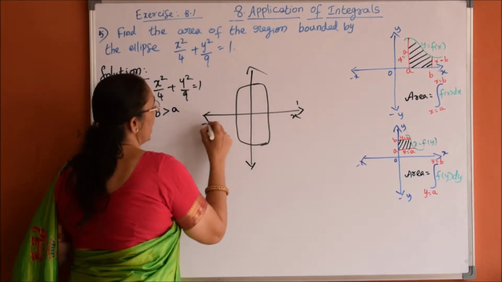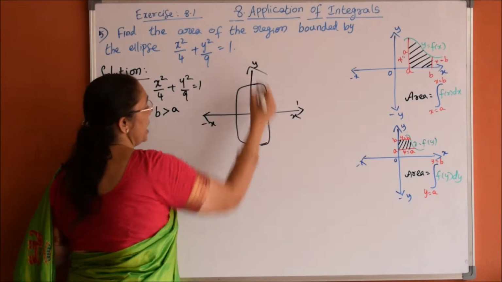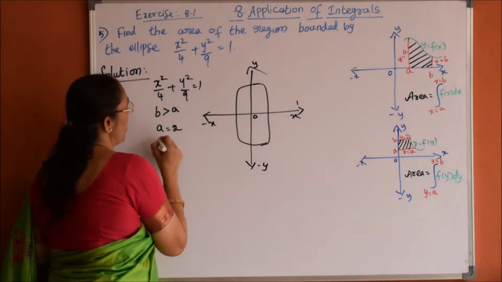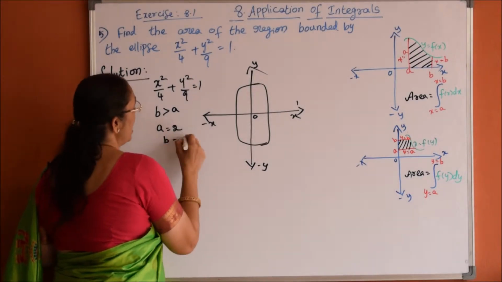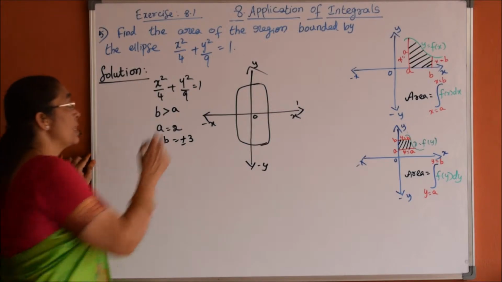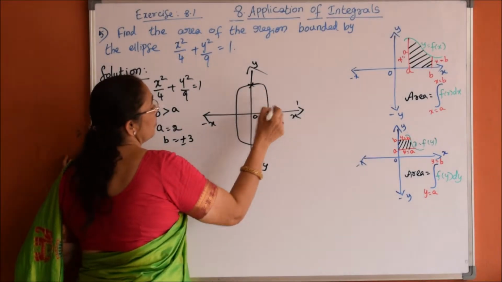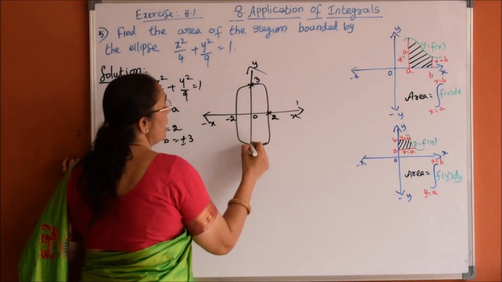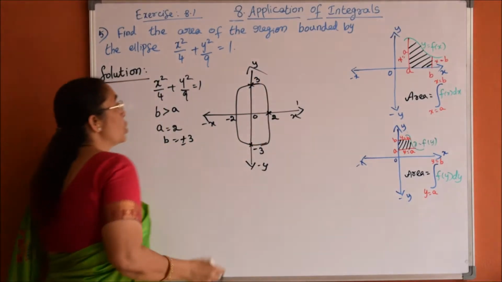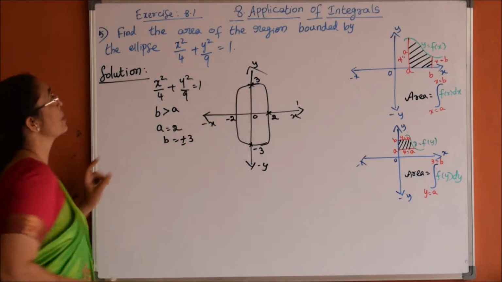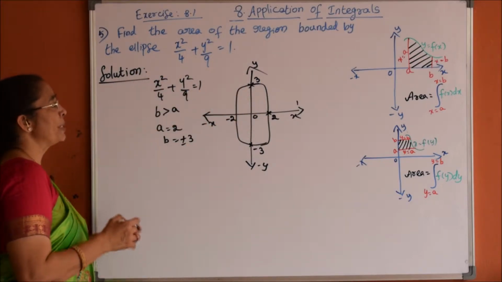X axis, negative x axis, origin, y, negative y. Here the a value gives vertices at plus or minus 2, and b is 3, so the vertices are plus or minus 3. These are the vertices here: 2, minus 2, and 3, minus 3. So now we need the area covered by this ellipse, the area of the region bounded by the ellipse.